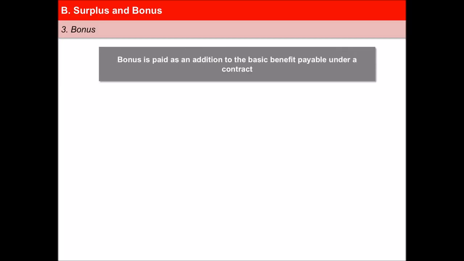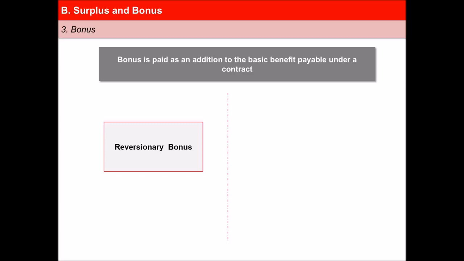Bonus is paid as an addition to the basic benefit payable under a contract. The most common form of bonus is the reversionary bonus. It is called reversionary bonus because the policyholder only receives it when the contract becomes a claim by death or maturity. The various types of reversionary bonus include: first, terminal bonus.